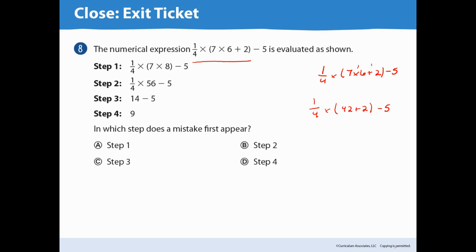Now it looks a little bit easier. I have just one operation in each set. So I'm going to do the parentheses. So 1/4 times 42 plus 2 is 44 minus 5. Multiplication is next for me. So I have 1/4 times 44, and that is going to give me 11 minus 5. And then my answer is going to be 6.